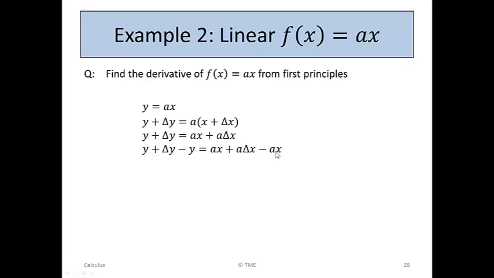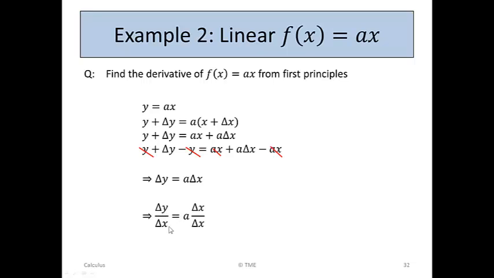Minus ax. Now we can do some cancellations. The y's cancel and the terms in ax cancel. So delta y is a times delta x. But we want delta y divided by delta x, so we can divide both sides by delta x.